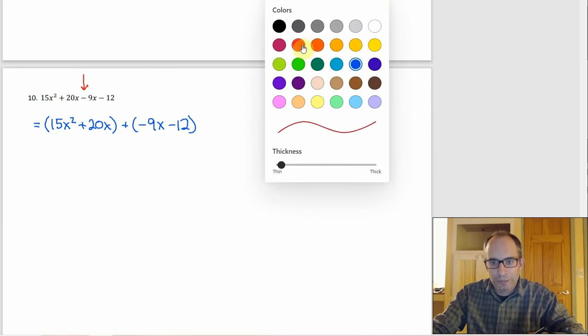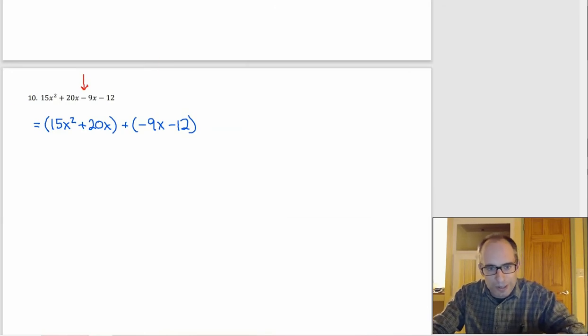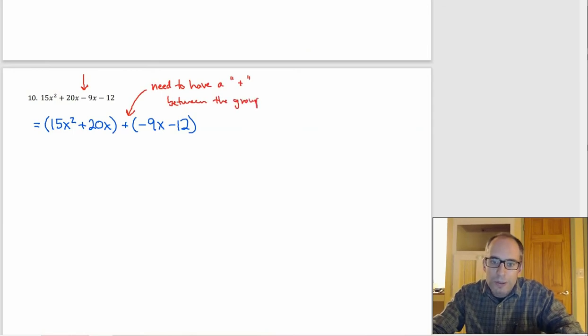So I'll put that in here. You need to have a plus between the groups to get this to work out right.